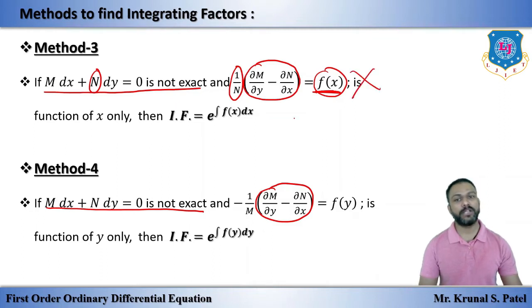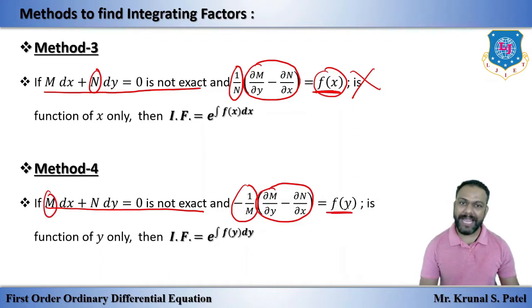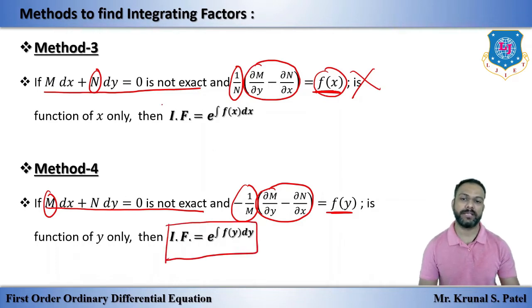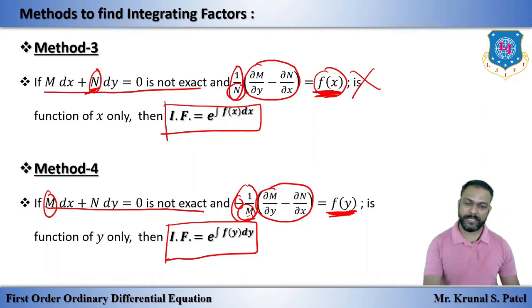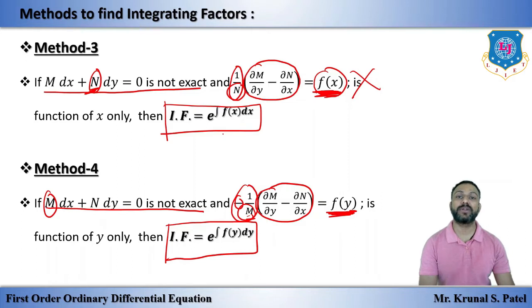So we will multiply with minus 1 by M. And if we get a function of y only, then the integrating factor is e raised to integration f of y dy. So this is the difference only. Divide by N, and the result must be a function of x only, and divide by minus M, and that function should compulsorily be y only. This is the difference.